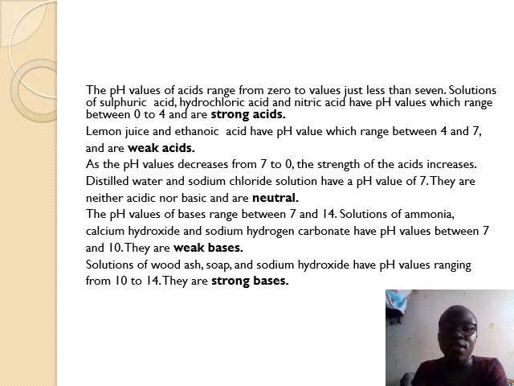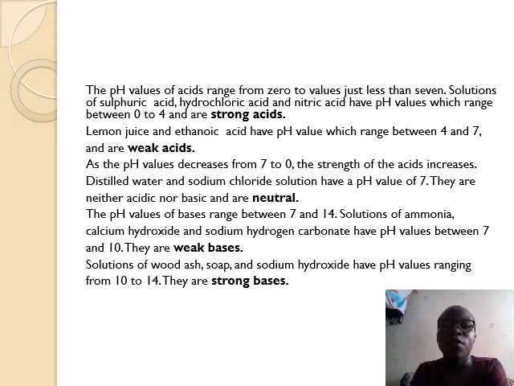The pH values of acids range from 0 to values just less than 7. So values below 7 are acidic. Solutions of sulfuric acid, hydrochloric acid, and nitric acid have pH values which range between 0 and 4, and therefore we classify these as strong acids.